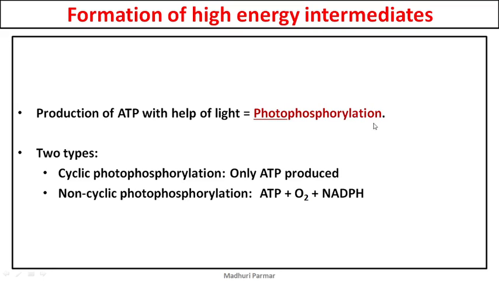Now photophosphorylation is of two types. It can be cyclic, or it can be non-cyclic. The cyclic photophosphorylation can produce only ATP. Clear? Only ATP will be produced. But non-cyclic photophosphorylation will produce ATP, and it will also produce oxygen and NADPH. Clear? So there are two types, cyclic and non-cyclic. Cyclic produces only ATP, and non-cyclic produces ATP, oxygen and NADPH.